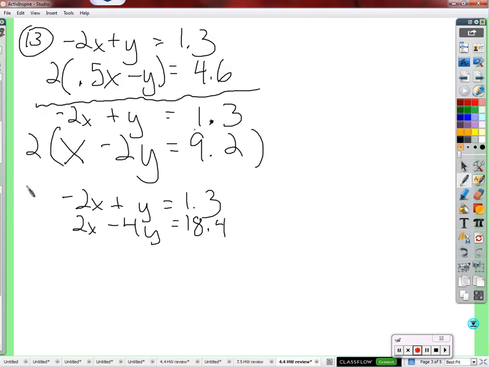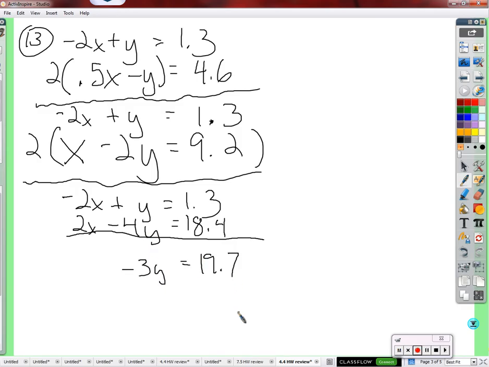I see how you did that. Got it? Squiggly is kind of separating these steps here. Negative 2x plus 2x is 0. Then the negative 3y equals 19.7. We'll divide by negative 3. Y equals.